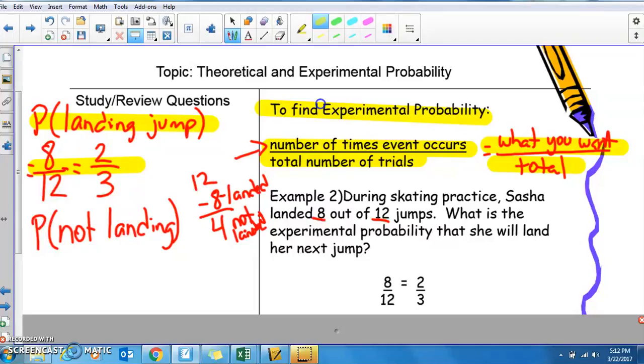All right, so what do we want? Our top number represents what we want. We want it to be how many that she did not land. So she did not land 4 out of her total of 12. So her probability of not landing something is 4/12. And if I simplify that, divide each by 4, that gives me 1/3. So her probability of not landing the jump on the next one would be 1/3. So you can use what you have to figure out one thing, and then kind of turn it around to figure out the other part of it.